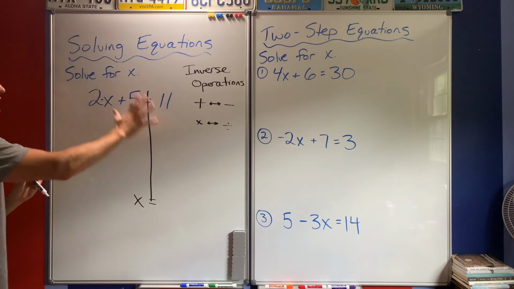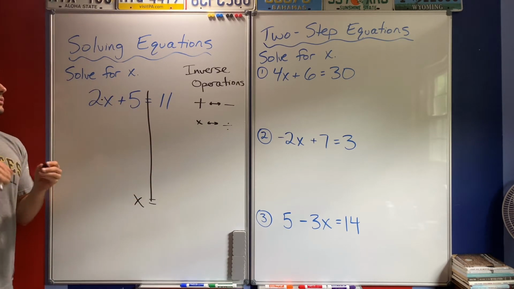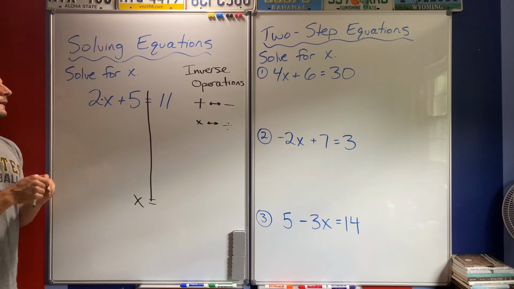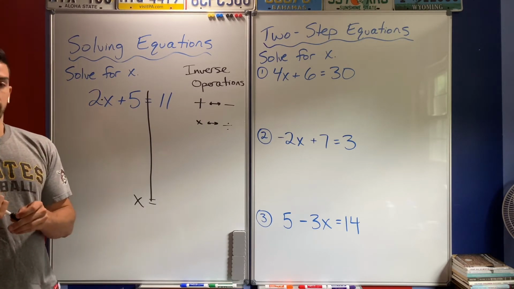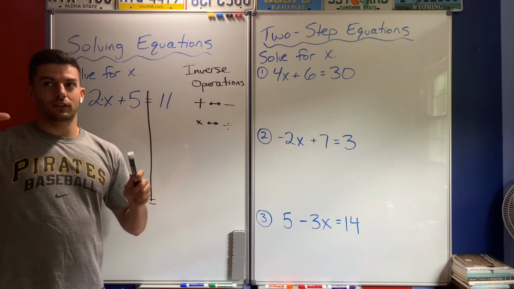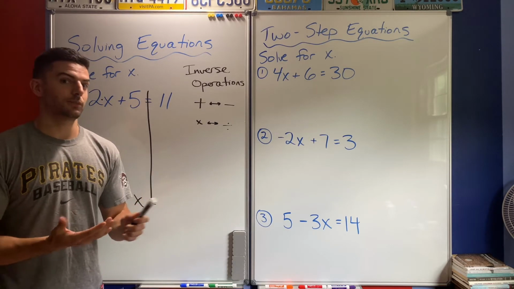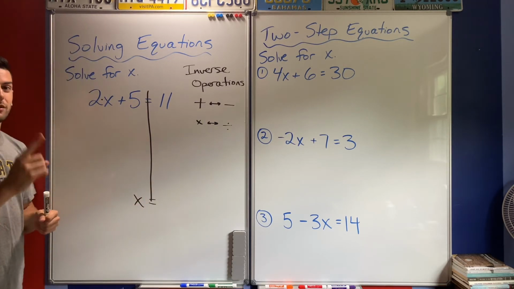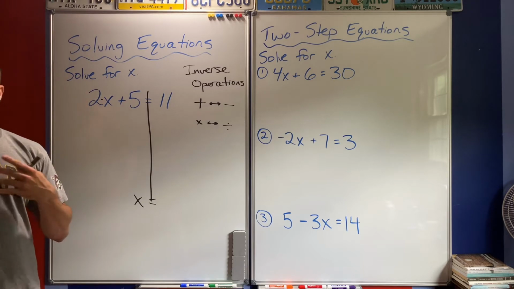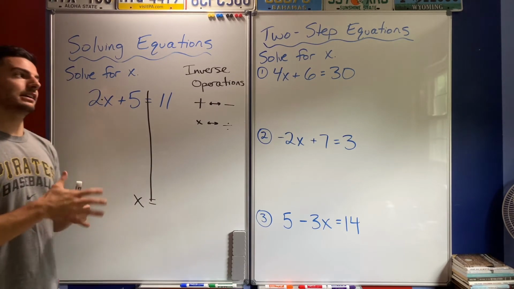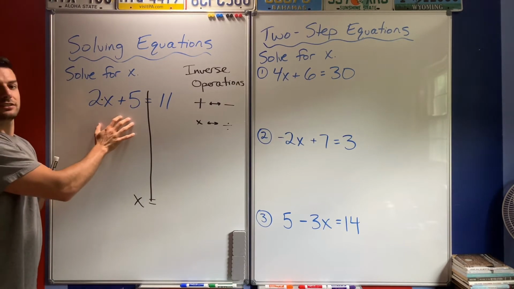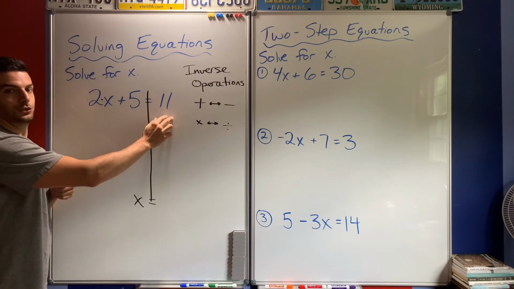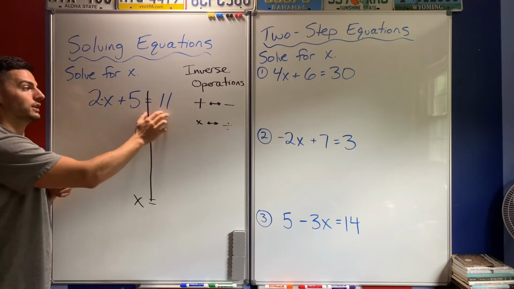Okay, so let's solve this guy. So what do we do here? Now, a key rule. Equations in math, there's a lot of rules that we have to keep track of, but the one big one for algebra, I even call it the golden rule of algebra, is what you do to one side, you have to also do to the other side of the equation.